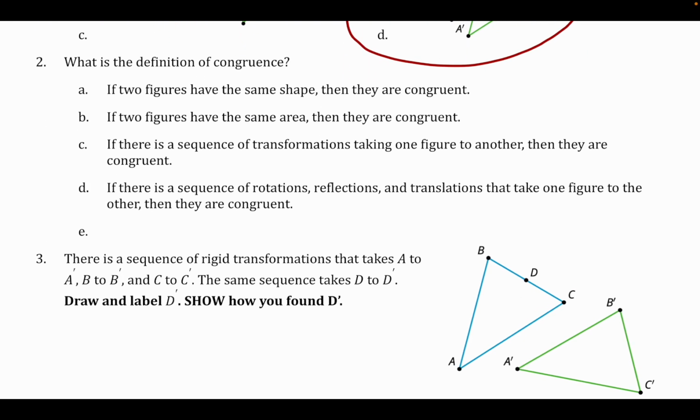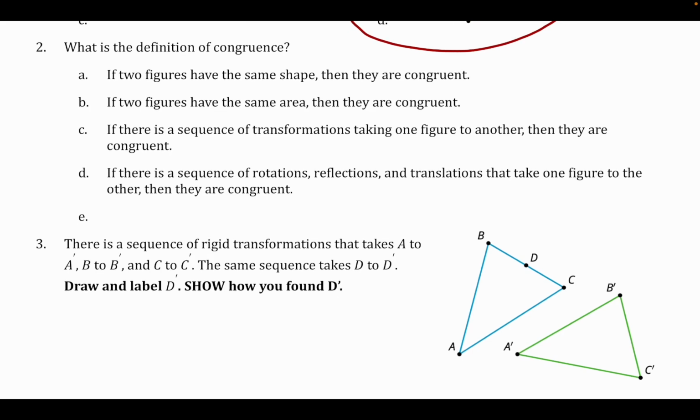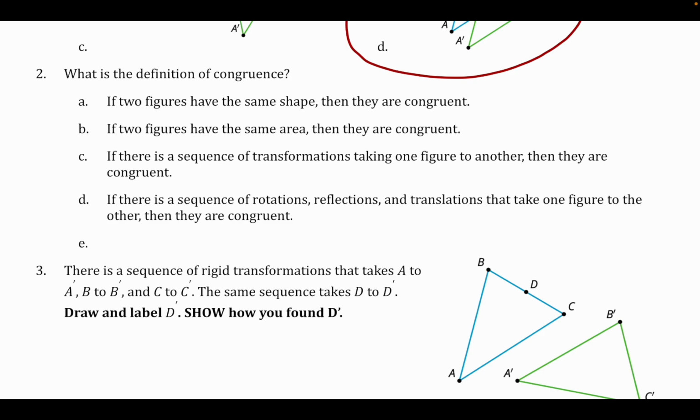Question 2, we're going to look at the definition of congruence. So we have a couple different things here, and some of these are more colloquial or just general definitions of congruence, but we're looking for the mathematical one. If two figures have the same shape, then they are congruent. Congruent figures do have the same shape, but they have a lot more than that. If they have the same area, they are congruent. They also have the same area.